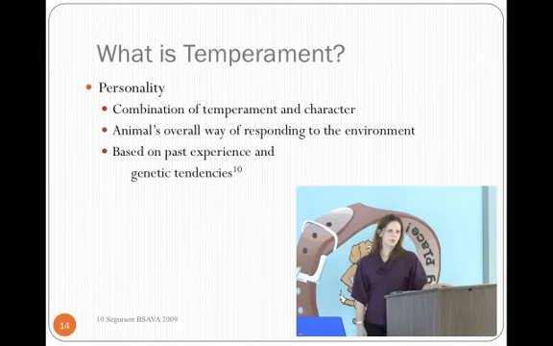Then you move on to personality, and of course that's a little bit more of an anthropomorphic term that we're applying to our animals. And she's describing it as a combination of both temperament and character put together. It's the animal's overall way of responding to the environment, so it's learning history coupled with its emotional experiences. And it's based on past experience, which makes sense if you're looking at what character is, and it's also its genetic tendencies, so that's certainly something that's going to be fairly stable.